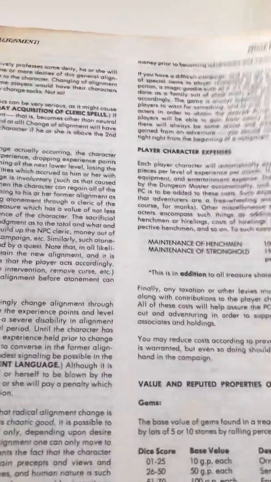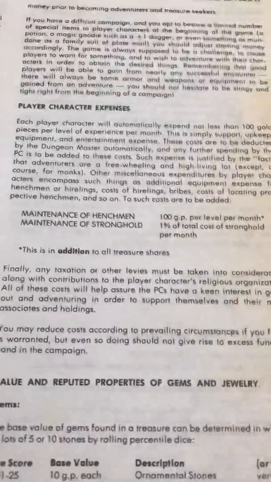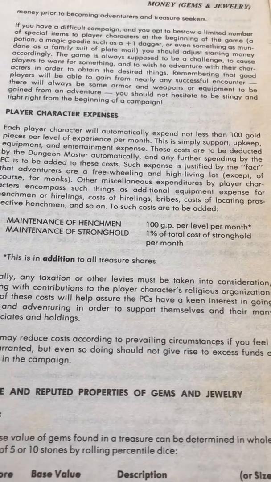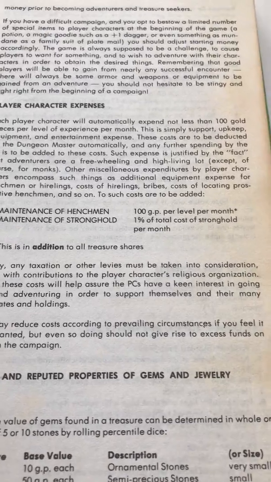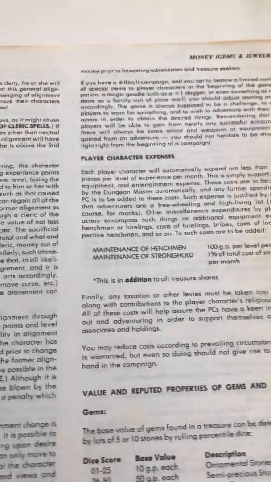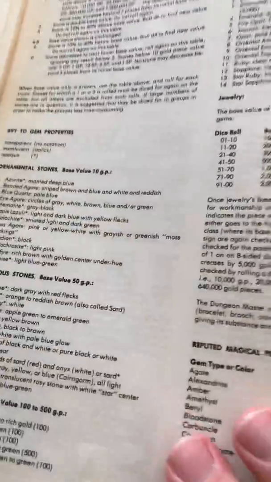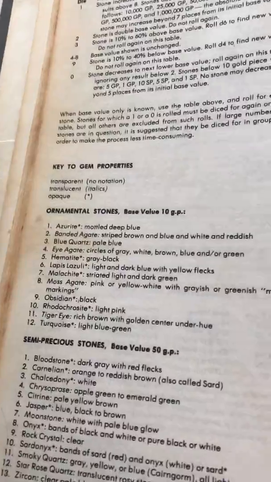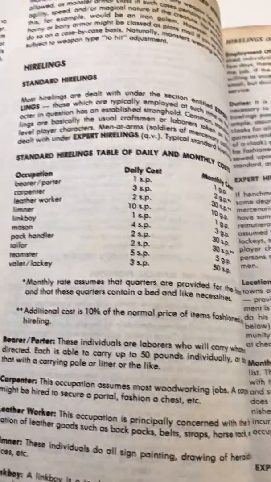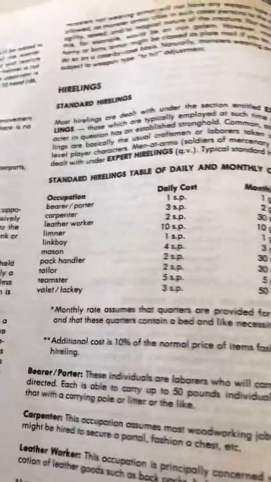So after that, it talks about player expenses. Gary Gygax gave out huge amounts of gold, and so he has various schemes to take the gold away from the characters. And then there's a couple of pages on random gems, how to roll up random gems. Armor types, and then it talks about hirelings.